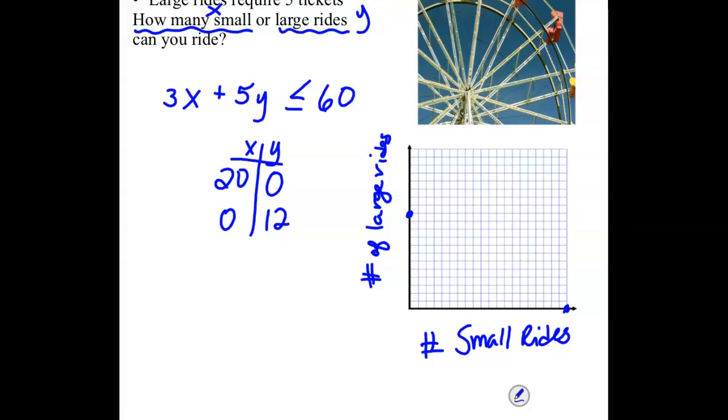Before we draw the line in, why did I only give you quadrant 1 for a graph? We can't go on negative small rides, negative large rides, correct? So we are limited to just quadrant 1. So instead of a line through the whole coordinate plane, we really just have first quadrant. Yes? All right.